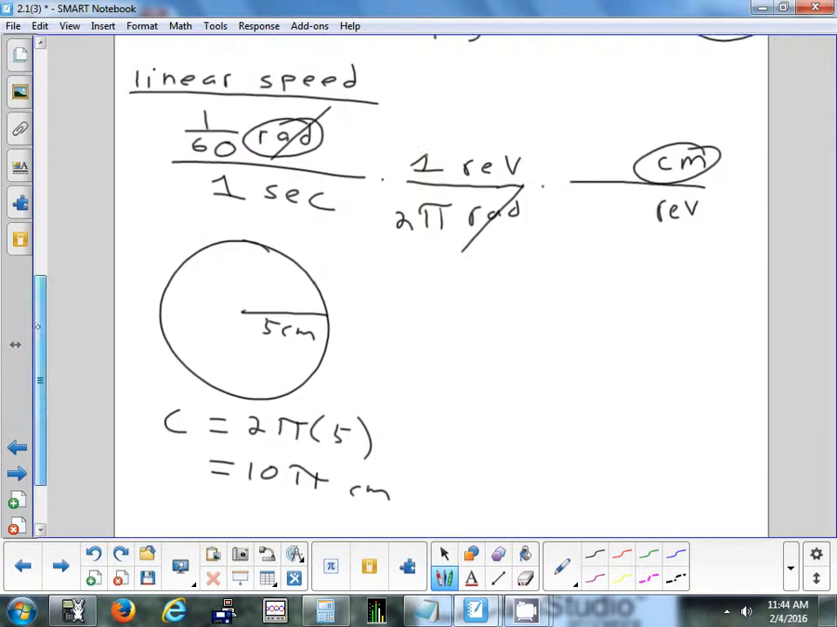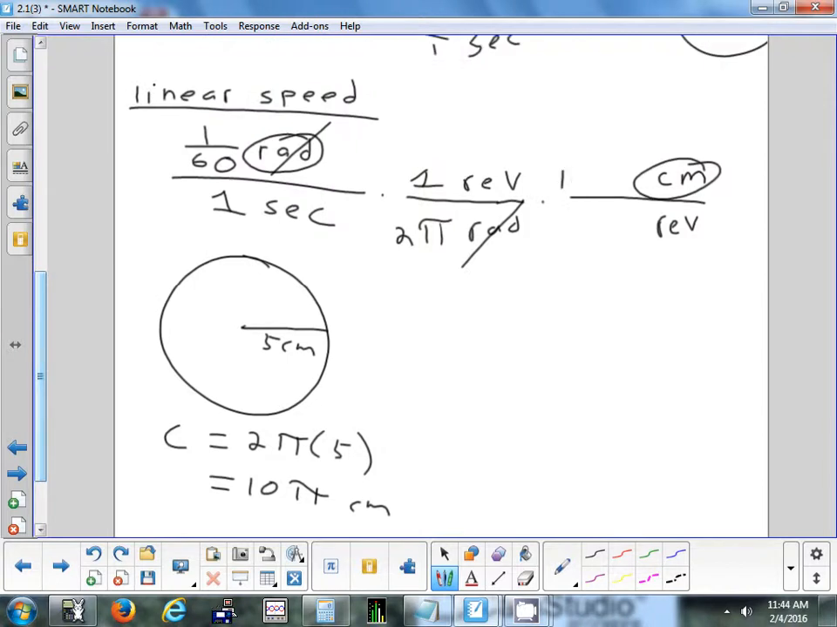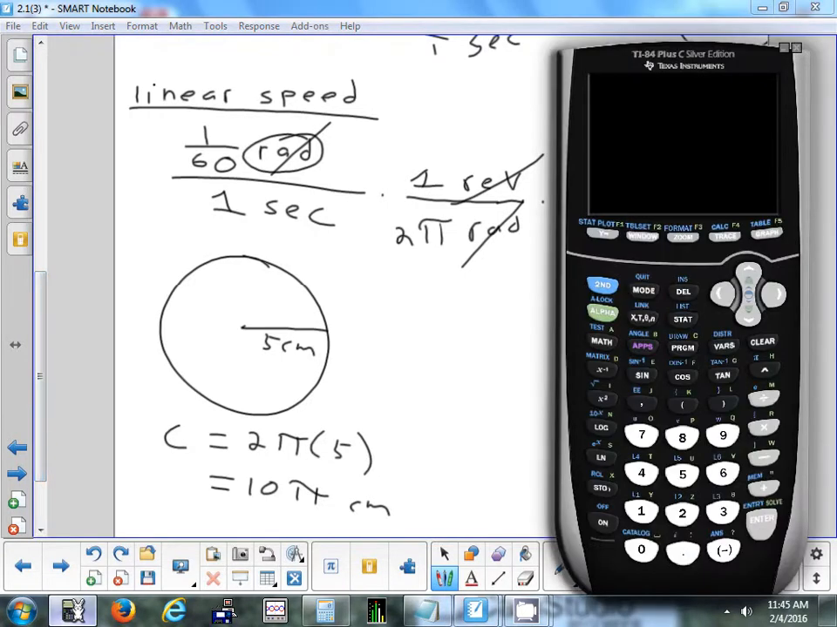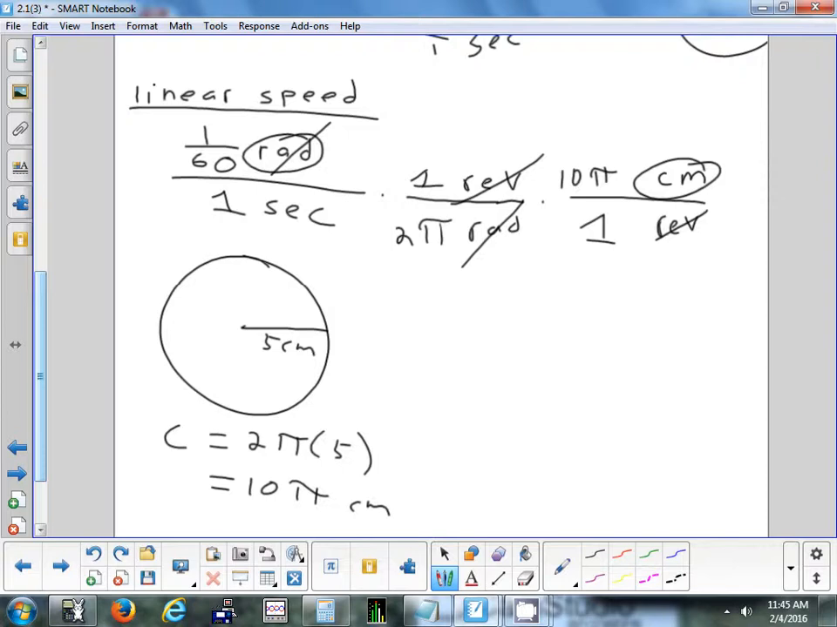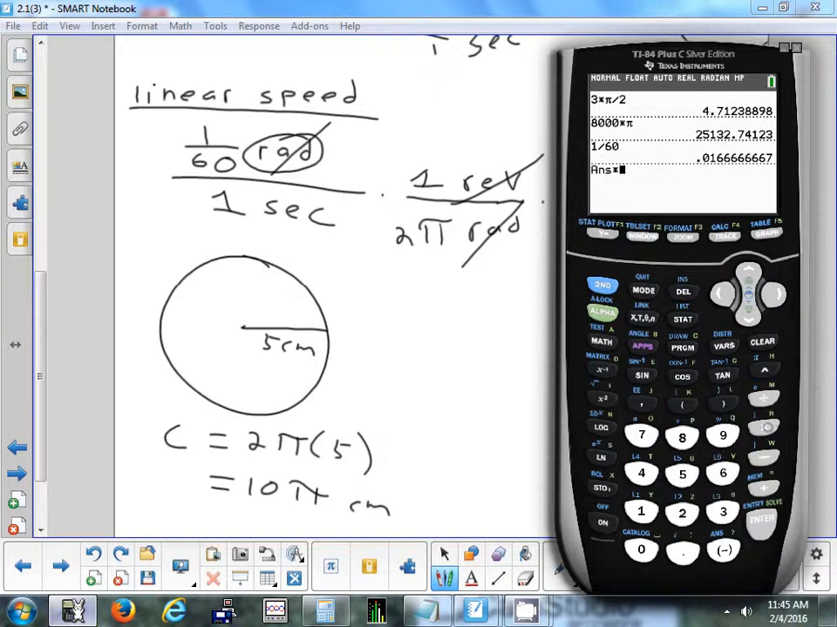So there's 10 pi centimeters in how many revolutions? 1. And now we just multiply, and that's our answer. Okay, so we have 1/60 times 1 times 10 times pi. You don't have to worry about the times 1. Times it by 10. Times it by pi.